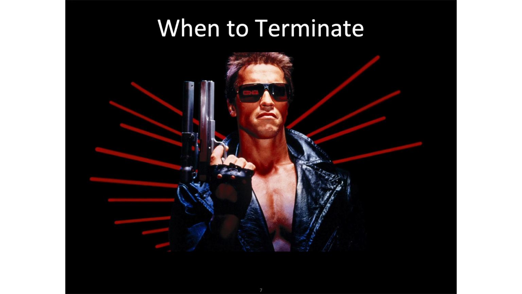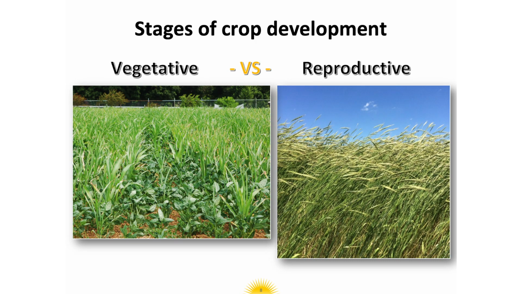All these strategies involve killing that cover crop so you can prepare the ground for your next cash crop. All right, so when to terminate? And this is very critical. Timing is incredibly important when it comes to cover crops. So, you guys probably talked yesterday about stages of development. You have the vegetative stage in a cover crop and then the reproductive stage.